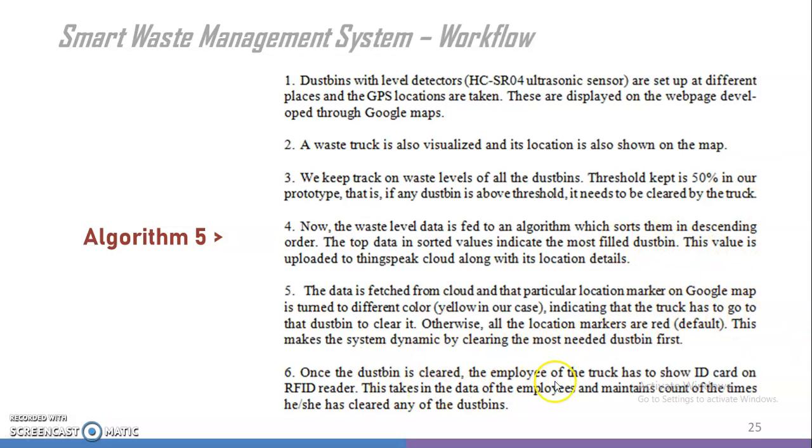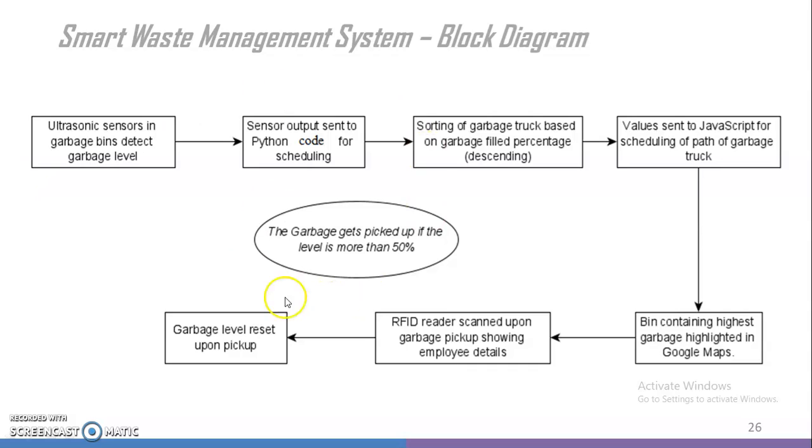Once the dustbin is cleared, the employee of the truck has to show the ID card on the RFID reader. This RFID reader is attached to the dustbin, and the data of the employees and the number of times he or she has cleared the dustbin is kept track of. This helps the control room check all the employee data, like the number of times they clear any dustbin. The count will be added by +1, and it will be taken in a CSV file which will be sent to the department. This is the block diagram of this algorithm which we just discussed.